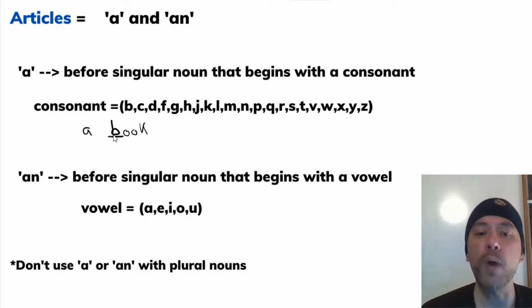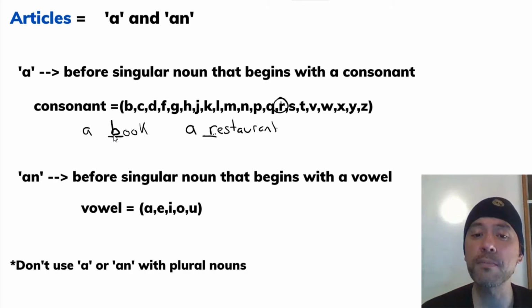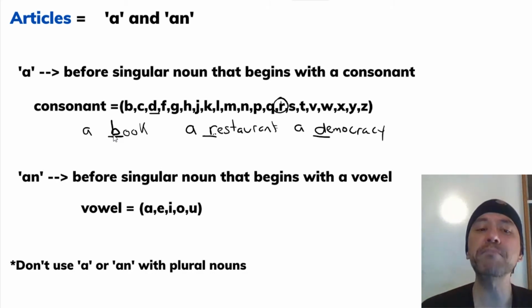What else could I say? Well, how about a restaurant? We saw this word before. What's the beginning letter here? It's an R. R is an example of a consonant. So because it's a consonant, I'm going to put the article a in front of restaurant so I can talk about a restaurant. I could also have the word democracy. That was another noun that we just saw. It begins with the letter D. D is a consonant, so I will say a democracy.